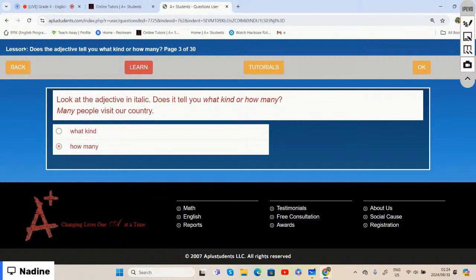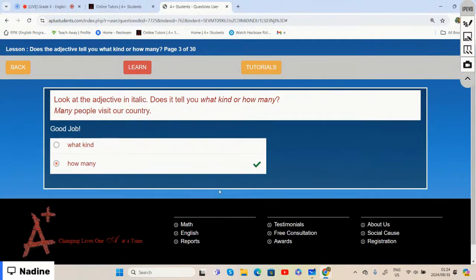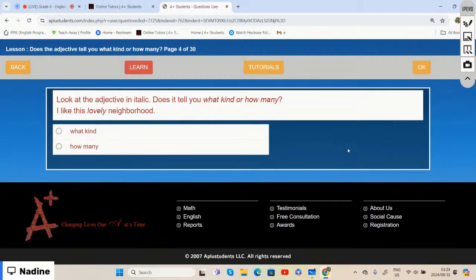All right, so we need to look at the adjective in italics and say, this is how many. All right, let's look at the next one. I like this lovely neighborhood. We need to say if this is saying what kind or if it's asking how many. So look at the word lovely.